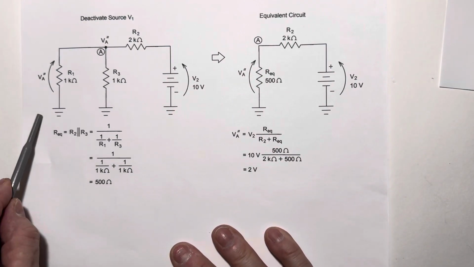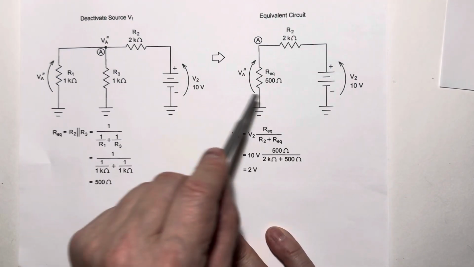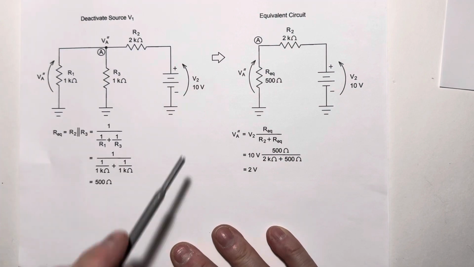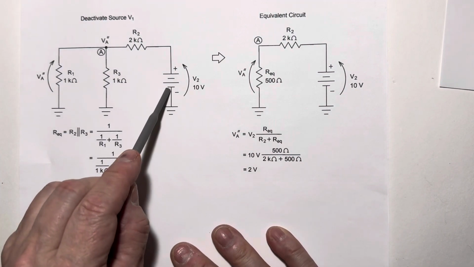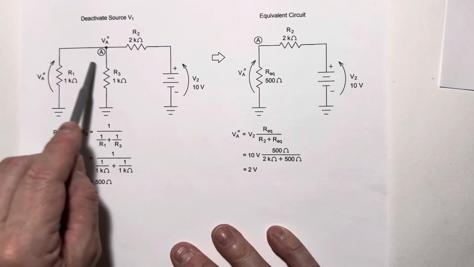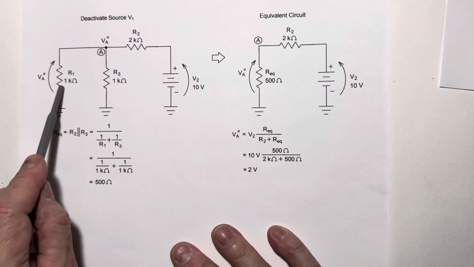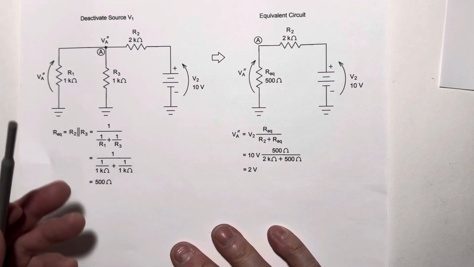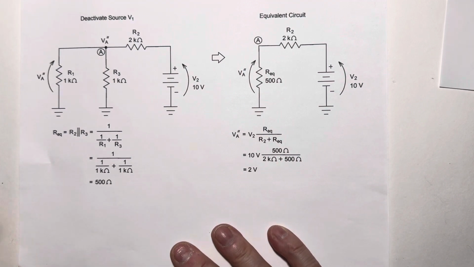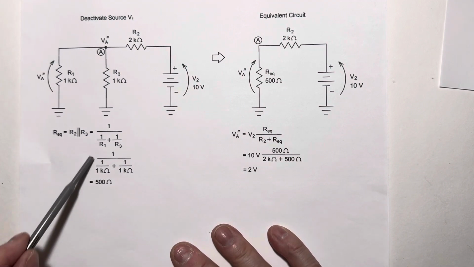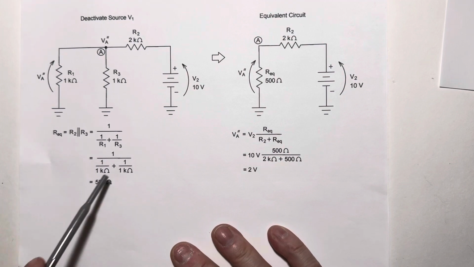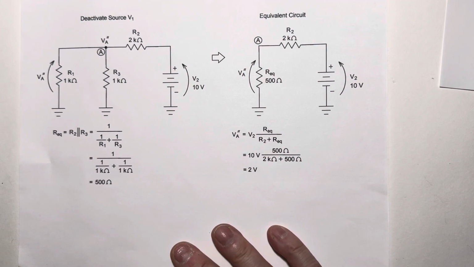Deactivating V1 and keeping V2 alive, we end up with this equivalent circuit. So V2 is driving these 2 in parallel through R2. R1 and R3 are both 1,000 ohms, so that's an easy one. 1,000 in parallel with 1,000 is 500, but if you want to go through the formal equation, here it is. It gives you 500 ohms.